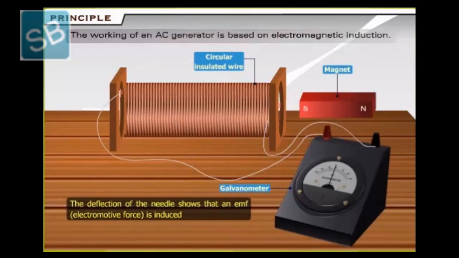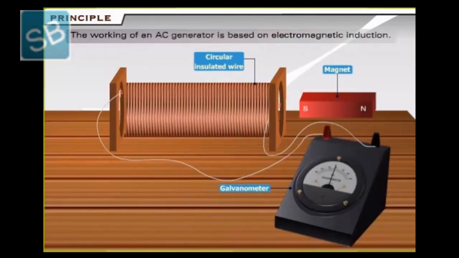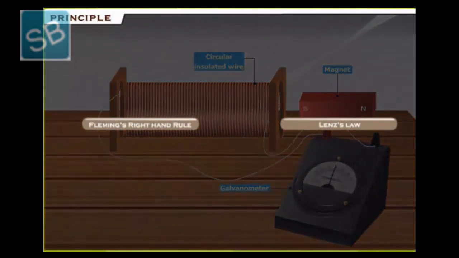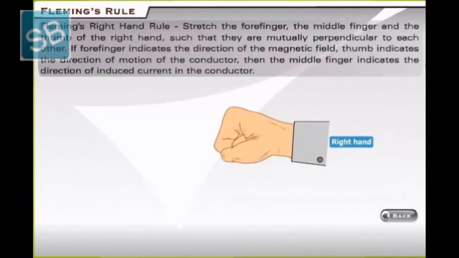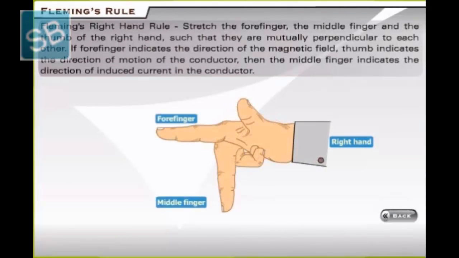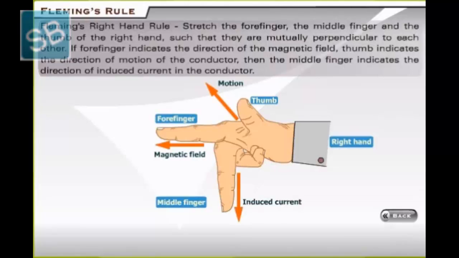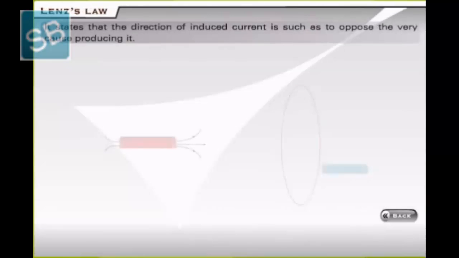See, whenever this magnet is placed into the circular insulated wire, the galvanometer shows deflection. For the direction, we have two options. The first is Fleming's rule. Fleming's right hand rule is stated as: stretch the forefinger, the middle finger and the thumb of the right hand such that they are mutually perpendicular to each other. If the forefinger indicates the direction of the magnetic field, then the thumb indicates the direction of motion of the conductor and the middle finger indicates the induced current in the conductor.